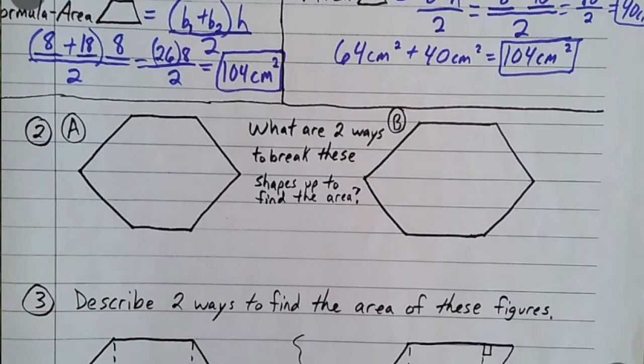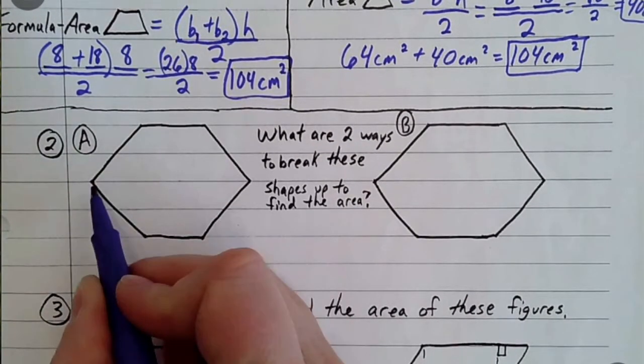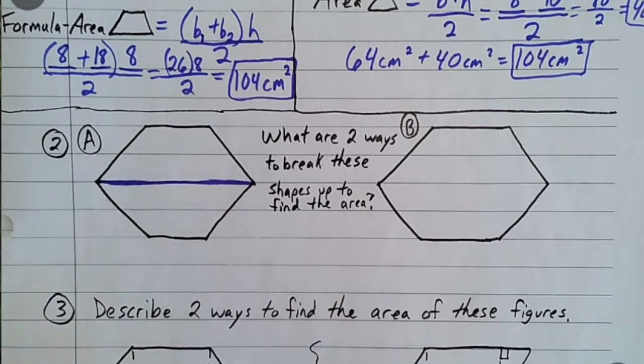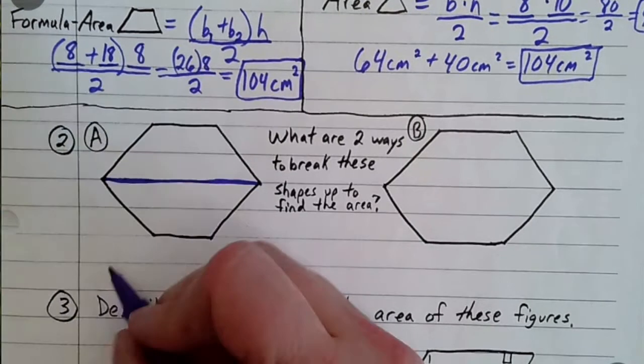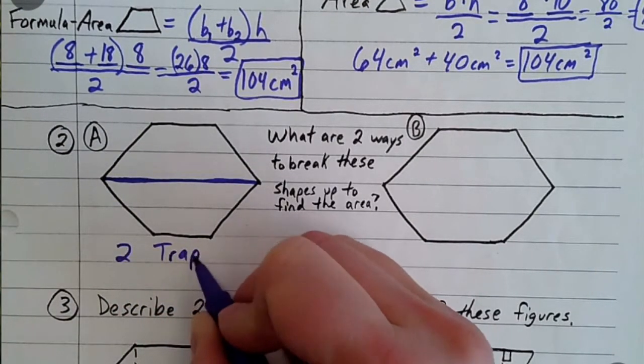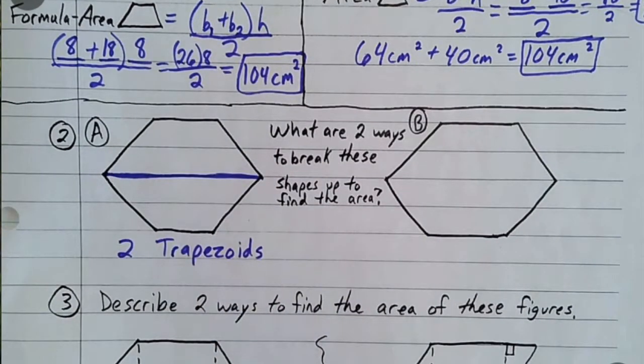What are two ways to break these shapes up to find the area? So they don't necessarily want you to find the area. They just want you to talk about how you could divide them up. So one way would be to divide it on this line right here. You would break this up into two shapes. What two shapes would you have? You would have two trapezoids. So could you find the area of this entire thing if you broke it up into two trapezoids? Sure. Find the area of each trapezoid and add them together.